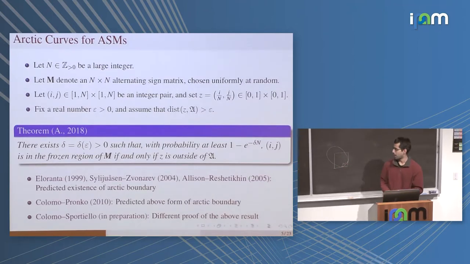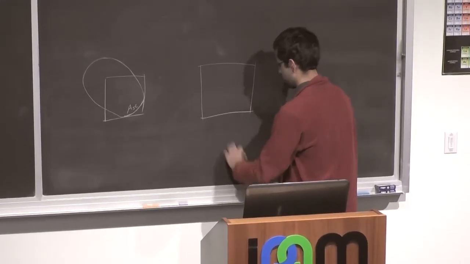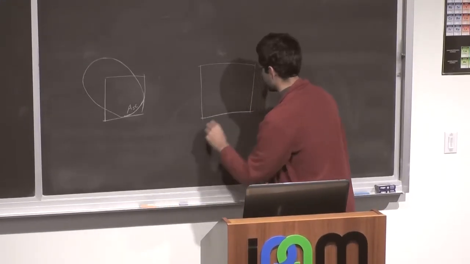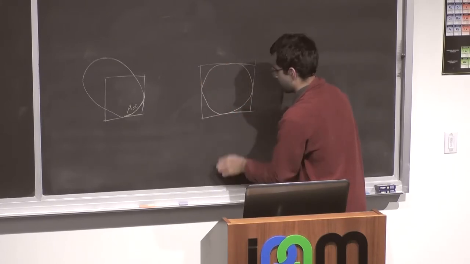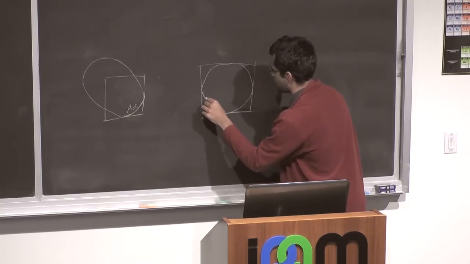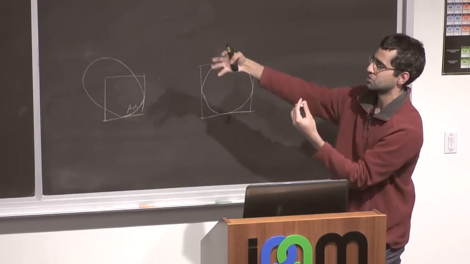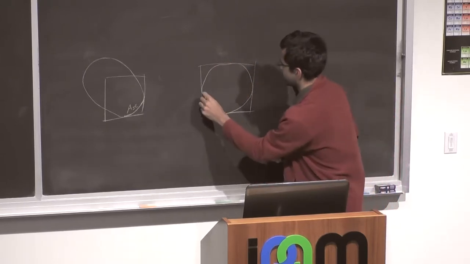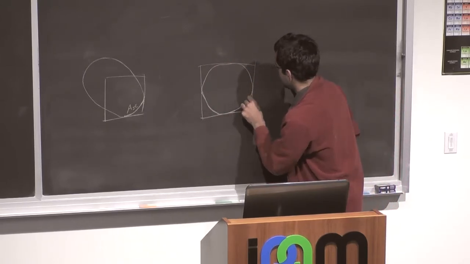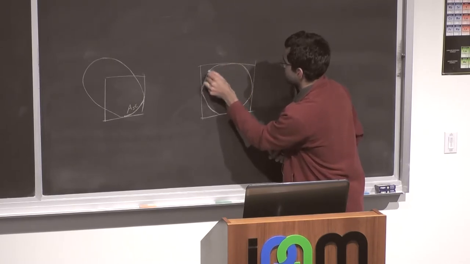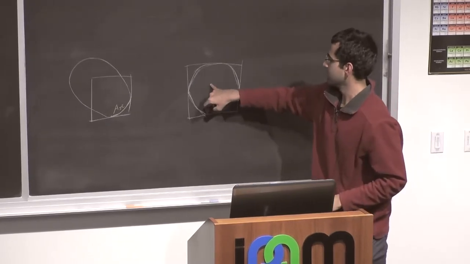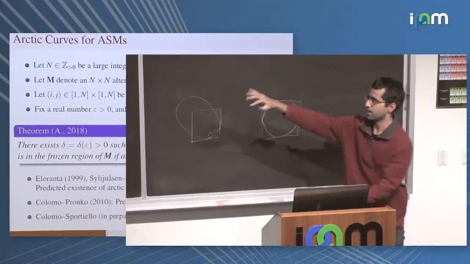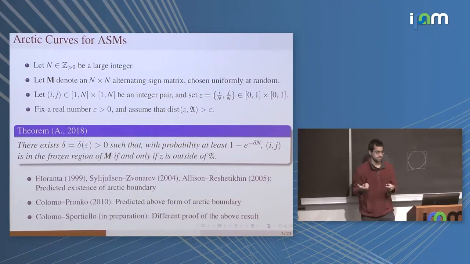And I'll fix some epsilon bigger than zero. The reason is I have this arctic curve here, which I defined in the previous slide, and I won't be able to say anything in a very small neighborhood. So epsilon is arbitrary. It can be 0.0001 or one millionth or whatever. But I can't say exactly what happens on the arctic curve. So I have this shaded region where I can't say anything. But if I'm either inside A or outside of A, at a tiny distance epsilon from A, then I can say exactly what's going on.